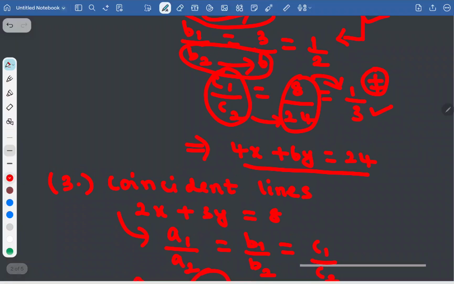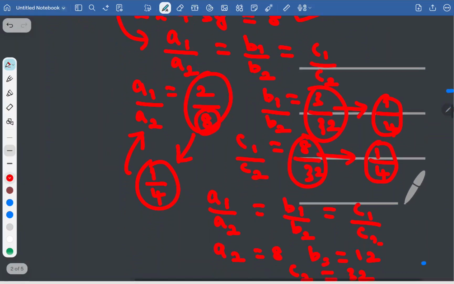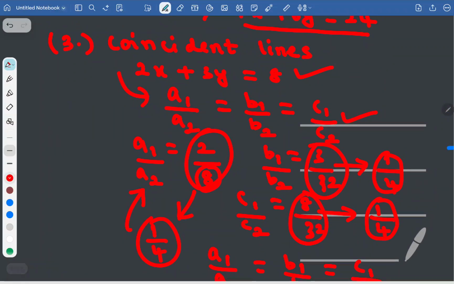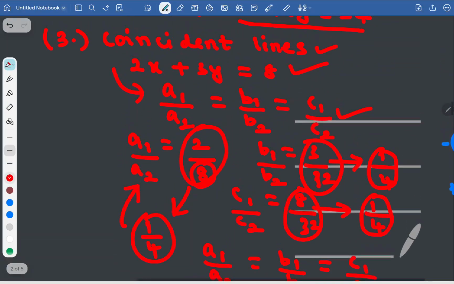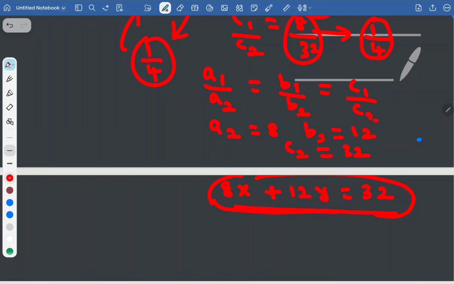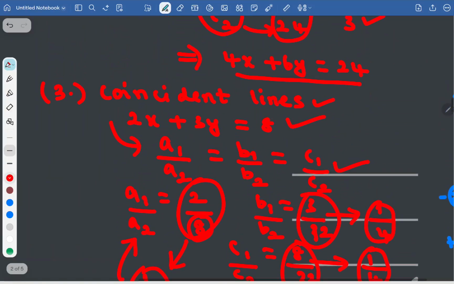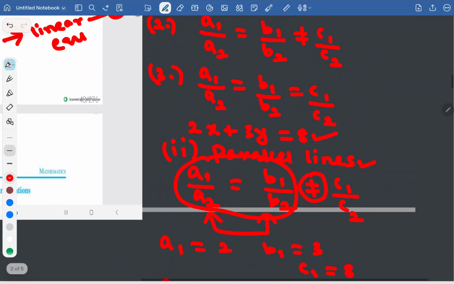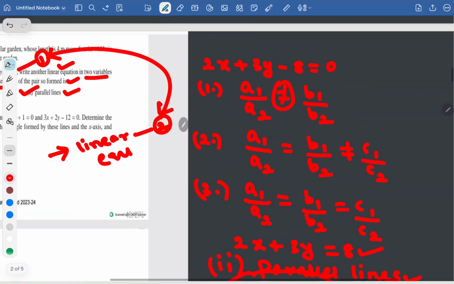The first given equation is 2x plus 3y equal to 8. If you compare the ratios, all the ratios are equal. Therefore, the third case, coincident lines, is verified. So for the third condition, coincident line, the second linear equation is of the form 8x plus 12y equal to 32. For parallel lines, 4x plus 6y equal to 24. For intersecting lines, I have already proved it in this video.